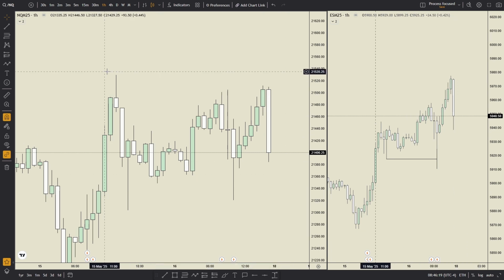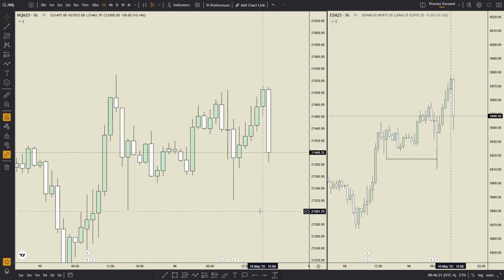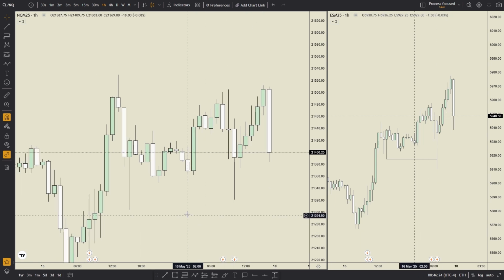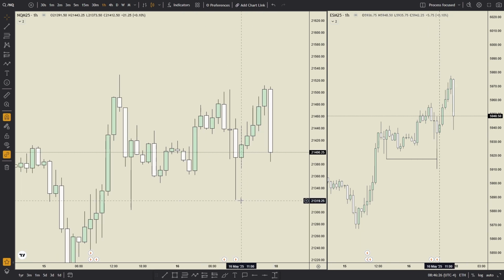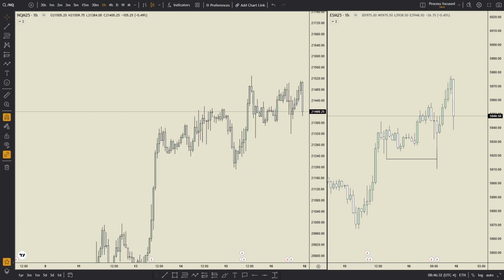So if we SMT your turtle soup, then that could also be a good entry point. However, I've never used them like that, so it's up to you guys what you want to do with them.